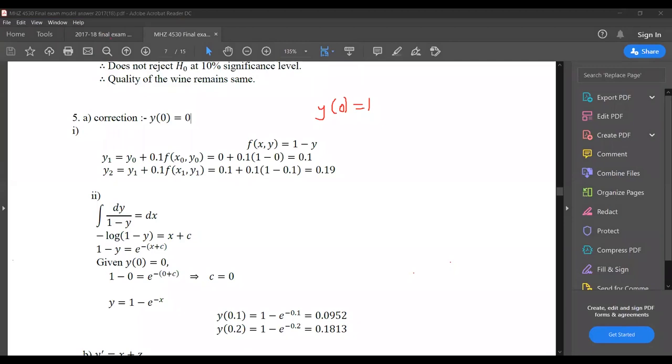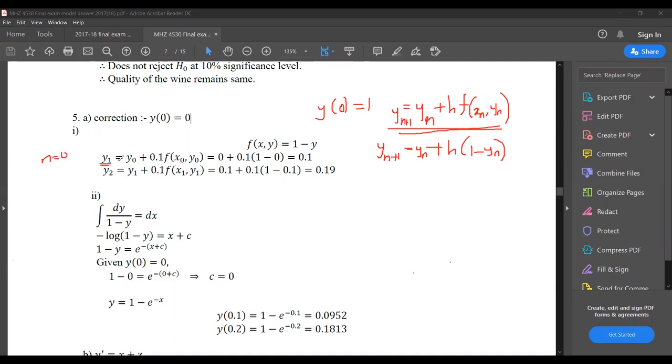In the Euler's equation, we know that y(n+1) is equal to yn plus h times f of xn, yn, right? This is the Euler's equation. Here they have given the function. The f means your dy by dx, your first derivative. If you substitute that here, y(n+1) is equal to yn plus h times your derivative, which is 1 minus y. Here, in terms of y, we need to write yn, right? When starting, we need to substitute 0 for n. So when n equals 0, we get y1 equal to y0 plus h times f of x0, y0.